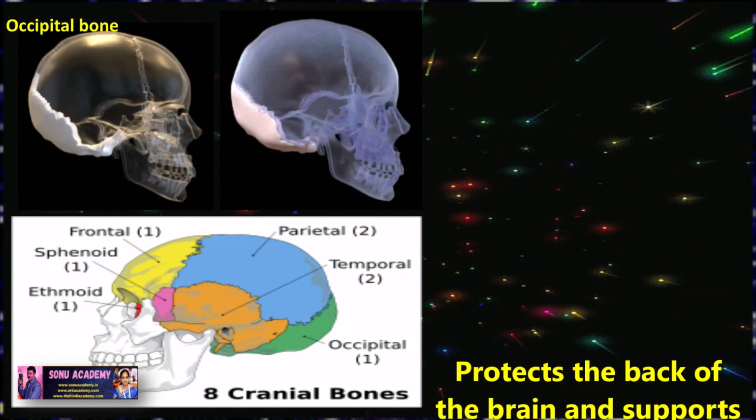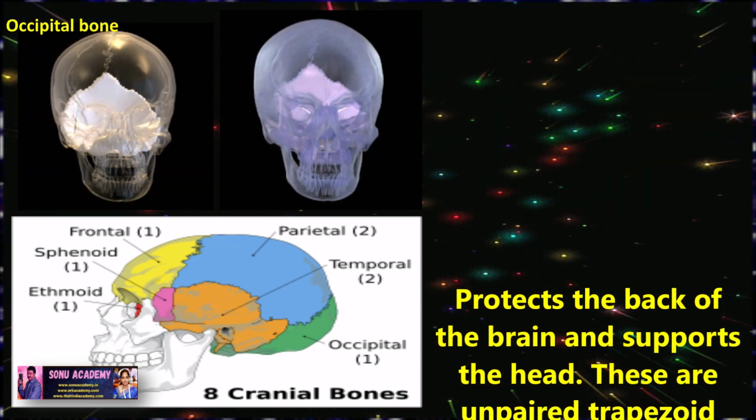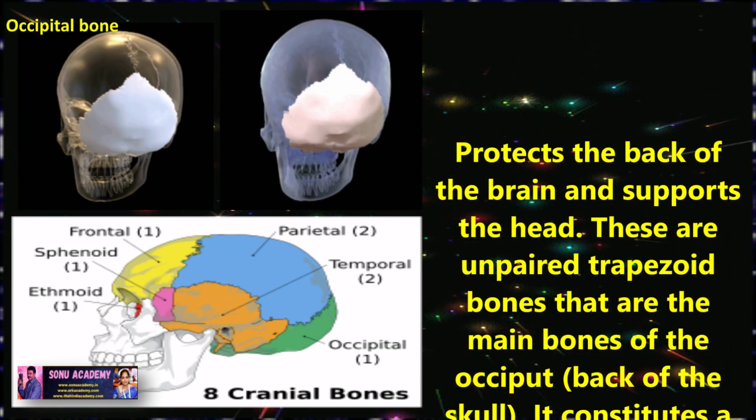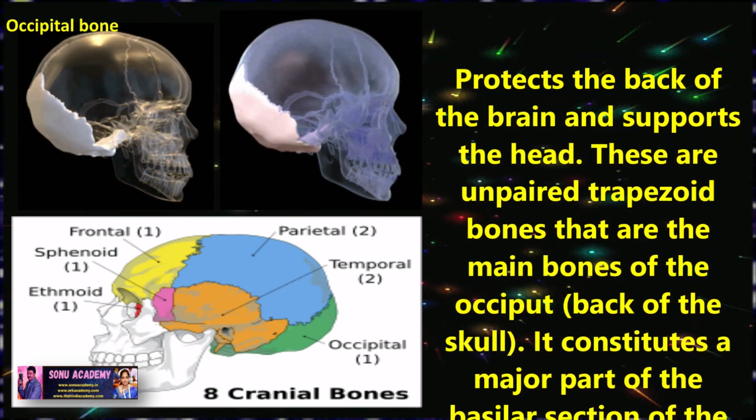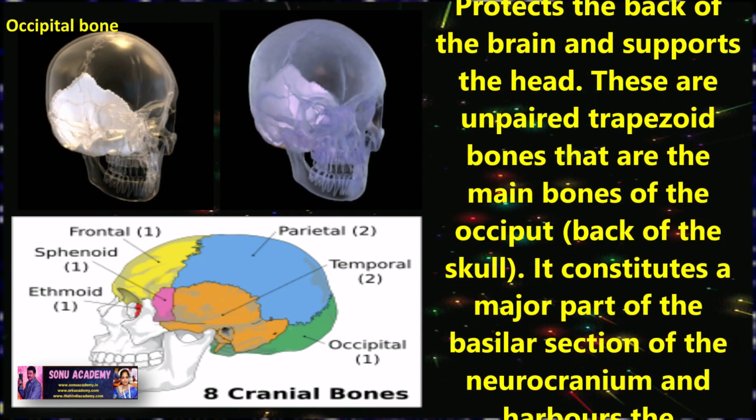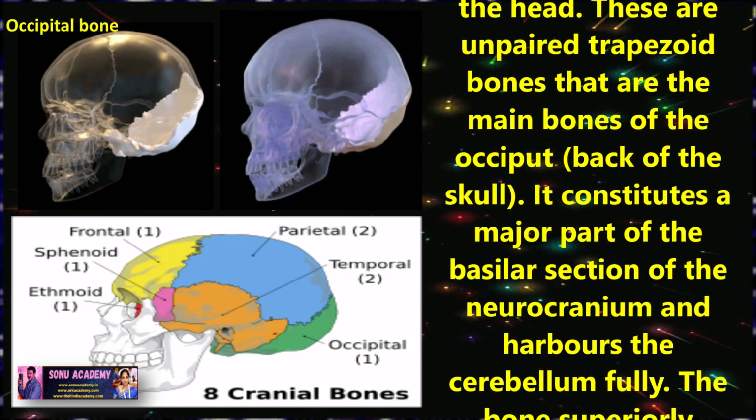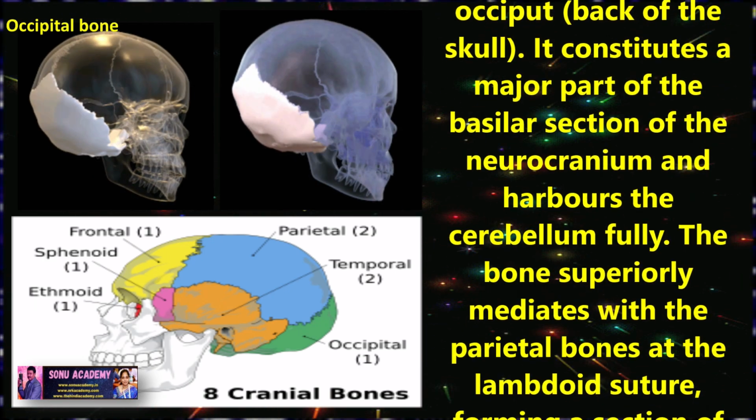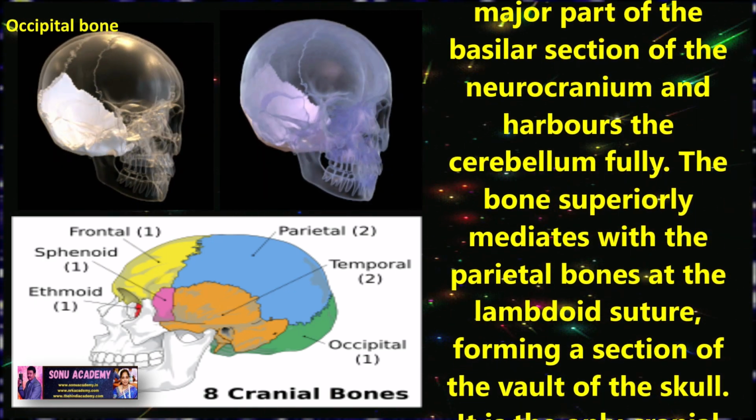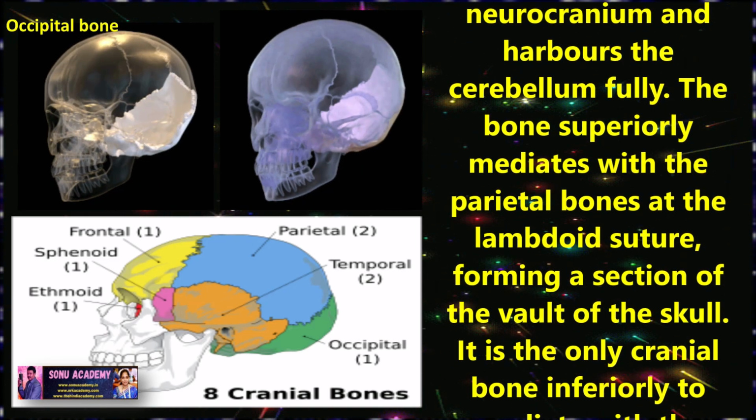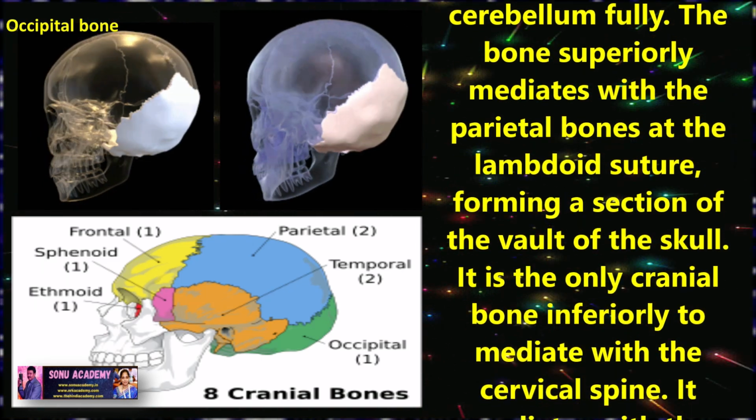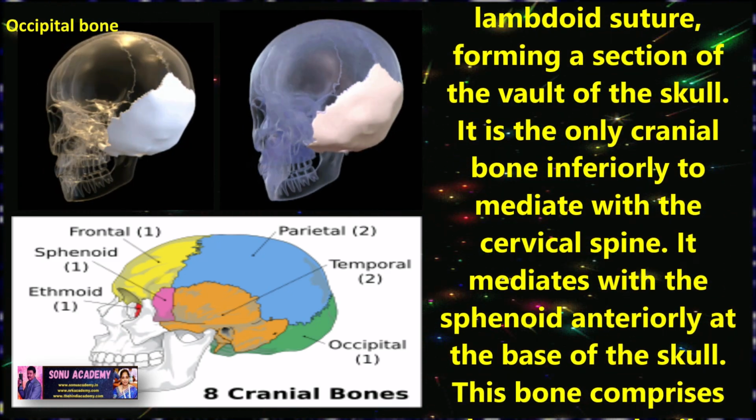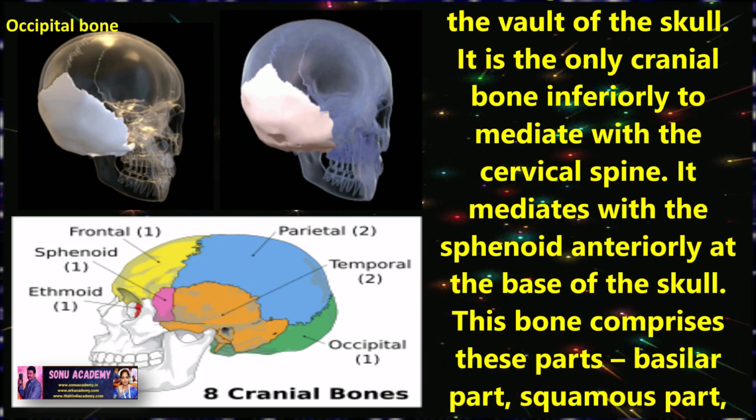Children, let us discuss the occipital bone. The occipital bone protects the back of the brain and supports the head. It is an unpaired trapezoid bone that is the main bone of the occiput, the back of the skull. It constitutes a major part of the basilar section of the neurocranium and the cerebellum fossa. The bone superiorly articulates with the parietal bones at the lambdoid suture, forming a section of the vault of the skull. It is the only cranial bone that inferiorly articulates with the cervical spine. It articulates with the sphenoid anteriorly at the base of the skull.